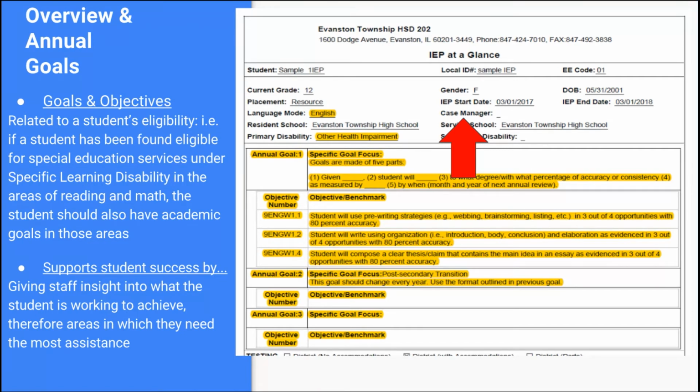The information contained in the goals and objectives sections of the IEP at a glance are related to a student's eligibility. For example, if a student has been found eligible for special education services under specific learning disability in the areas of reading and math, the student should also have academic goals in those areas. This information can support student success by giving staff insight into what the student is working to achieve, therefore areas in which they need the most assistance. All goals are written in alignment with Illinois learning standards and should be skill-based and measurable.